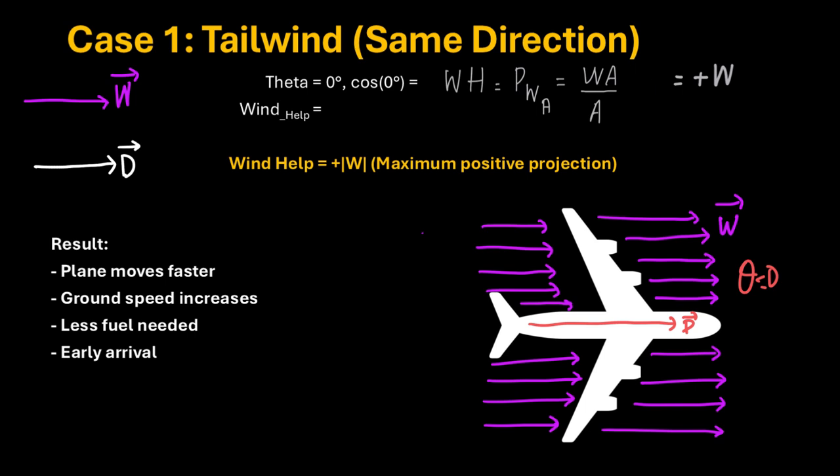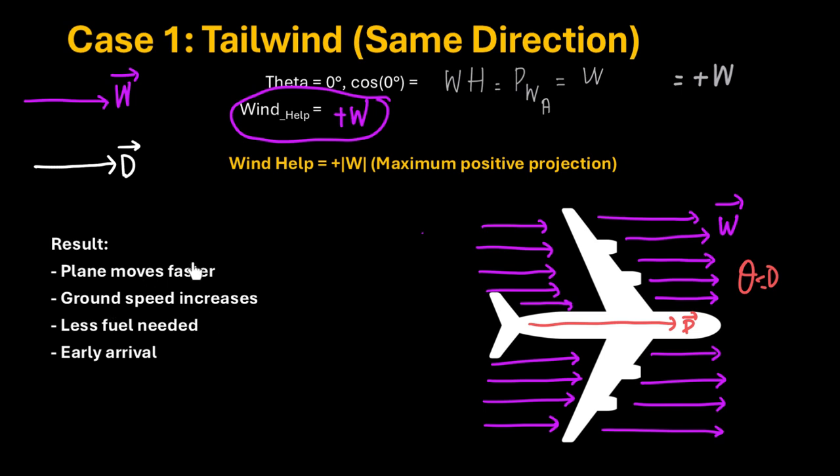So W cos theta becomes just W, right? So wind help is now numerically equal to W. What does it mean? It means that the plane moves faster because it is getting a push. The ground speed increases. I'm not going much into what ground speed is because we have a couple of questions based on relative velocity, and then things will become more clear regarding ground speed.